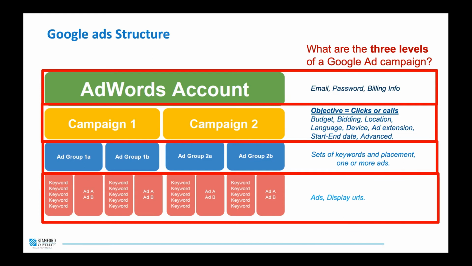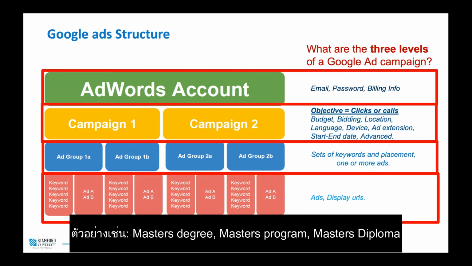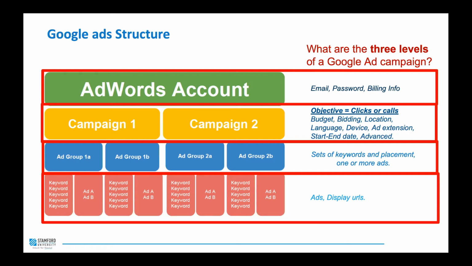And last but not least, you then have the keywords. And these keywords will sit inside of the ad groups. Typically, we group together similar keywords. So for example, master's degree, master's program, master's diploma. We'll show you more examples of this. So this is the ad structure. This is how the campaign, account, ad group, keyword, this is how it's set up. But let's look in more detail.